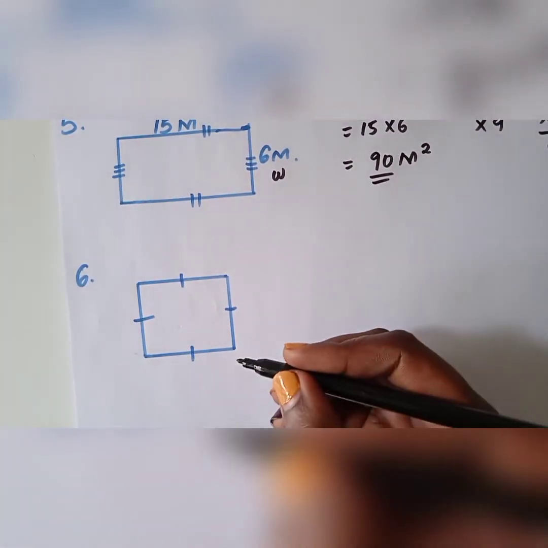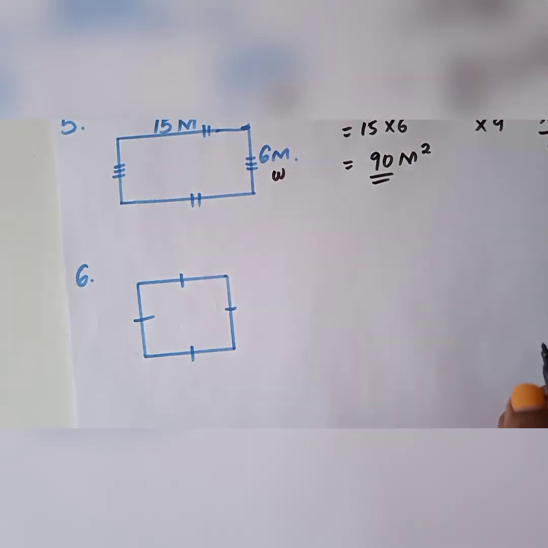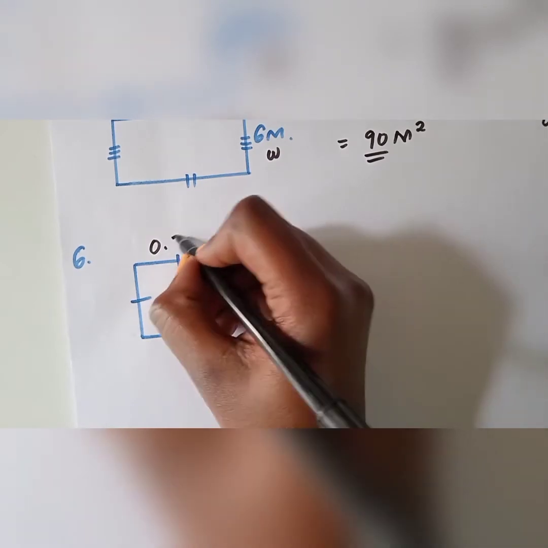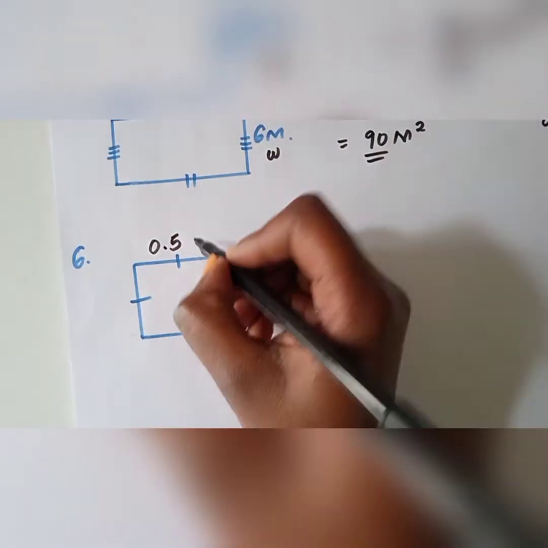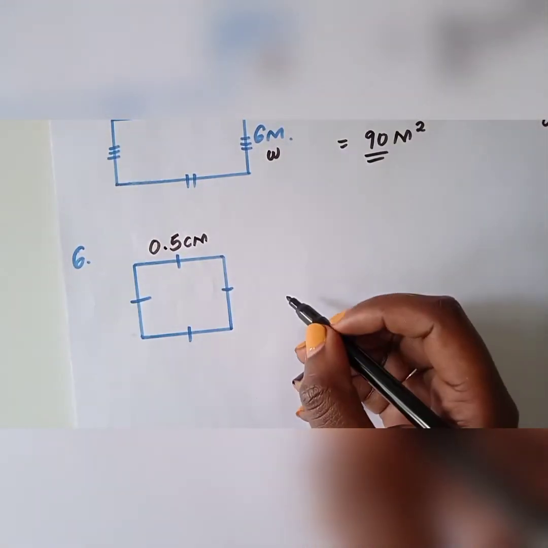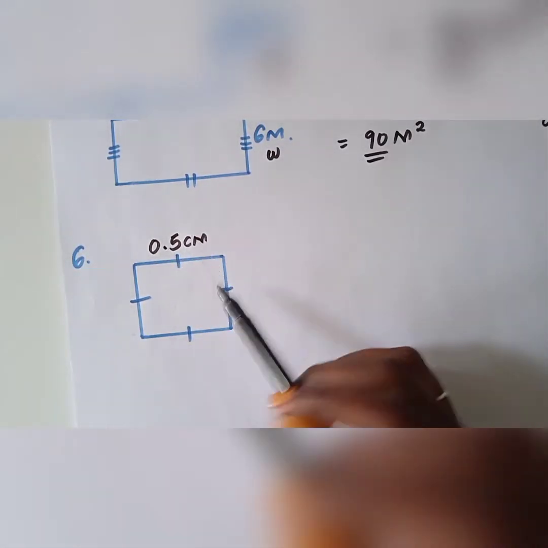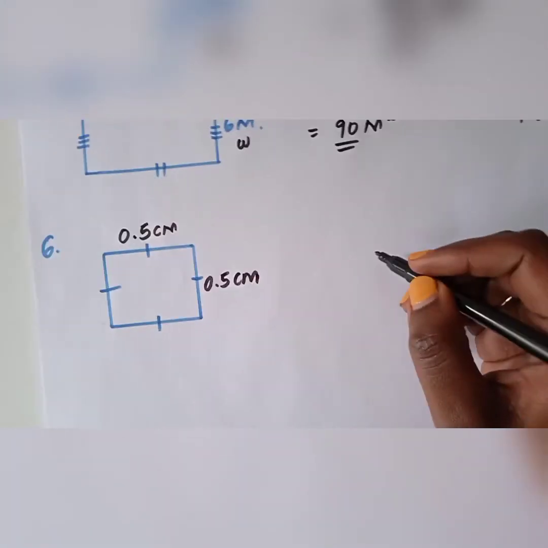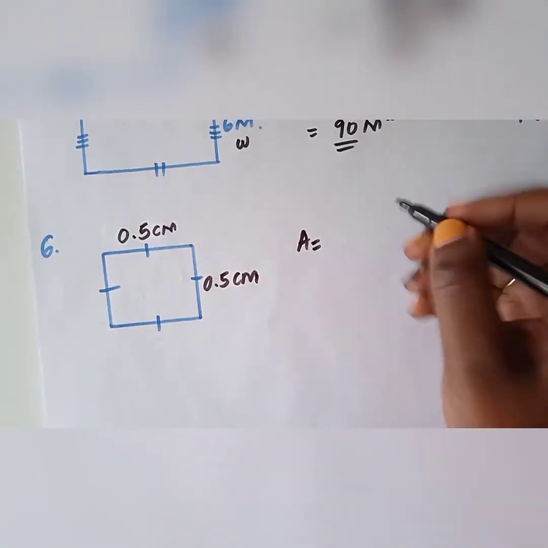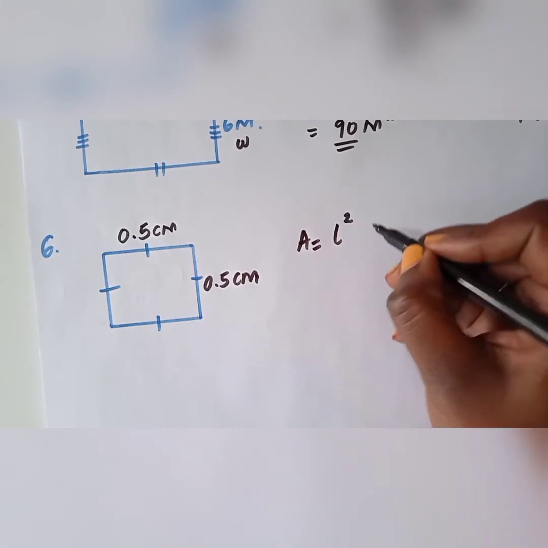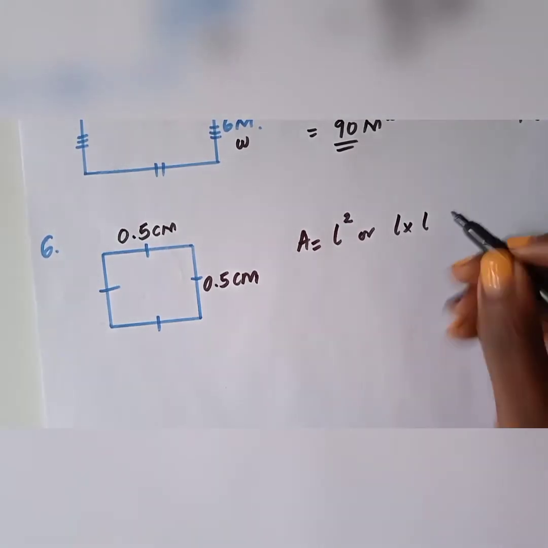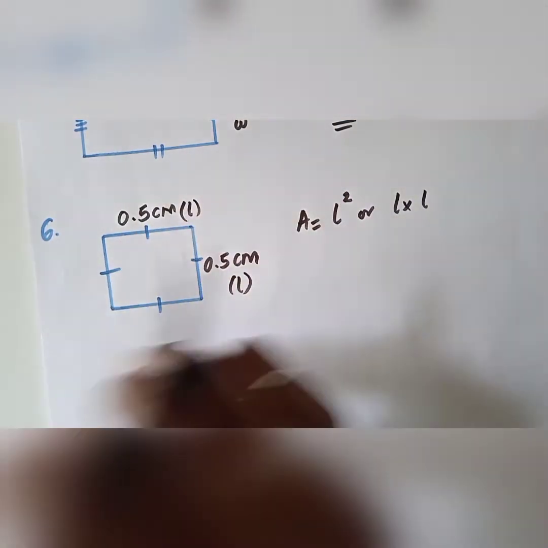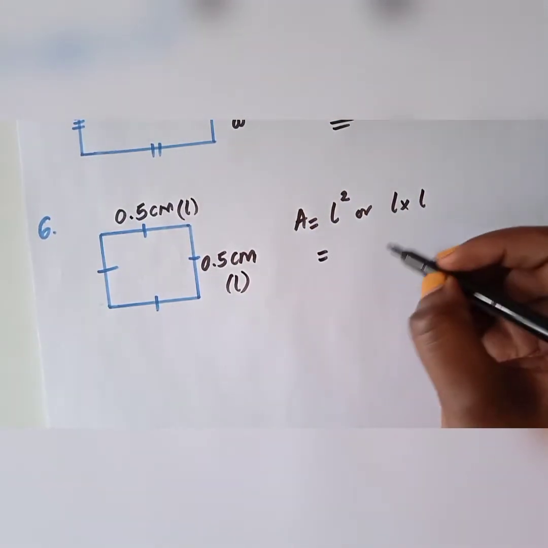And lastly, we have a square. Oops, here I didn't write my measurement. Okay, we'll try one with decimals. So if that one is 0.5 centimeter, a square has all the sides equal. So this one will also be 0.5 centimeter. Area of a square is the same as L squared or L times L, meaning this is our length. All the sides are equal. So you're going to do now substitution.